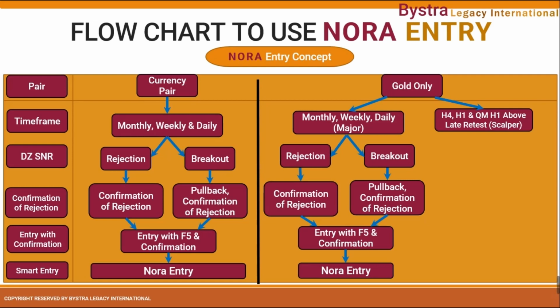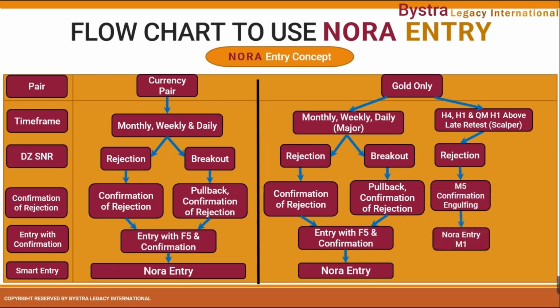We can just mark the left shoulder and we will monitor the zone and we will entry using the Nora entry. I will teach this one again at the end of the course. Same thing goes, when there is rejection, there is a confirmation of rejection, then only we will entry. So this one will be a little bit different than here. When there's a rejection here, normally with the M5 engulfing, we will entry on the M1. The secret to entry on the M1 using the Nora entry, we will do this later on.